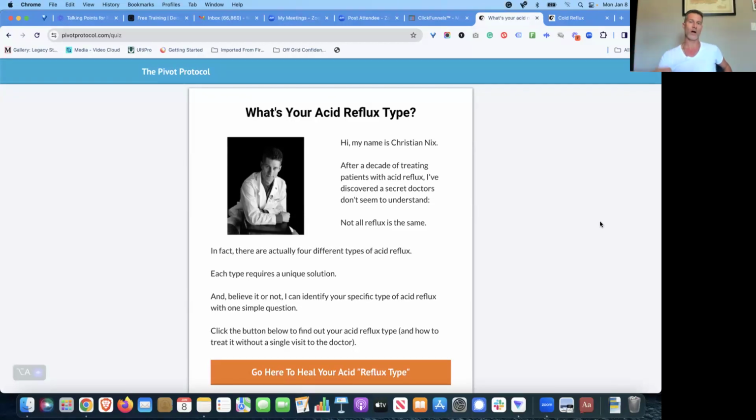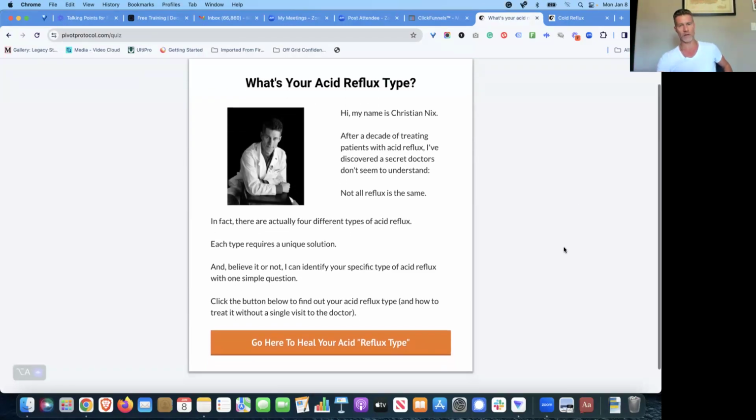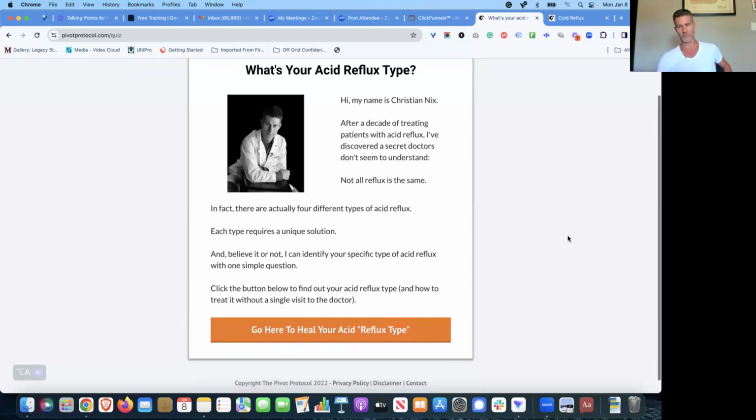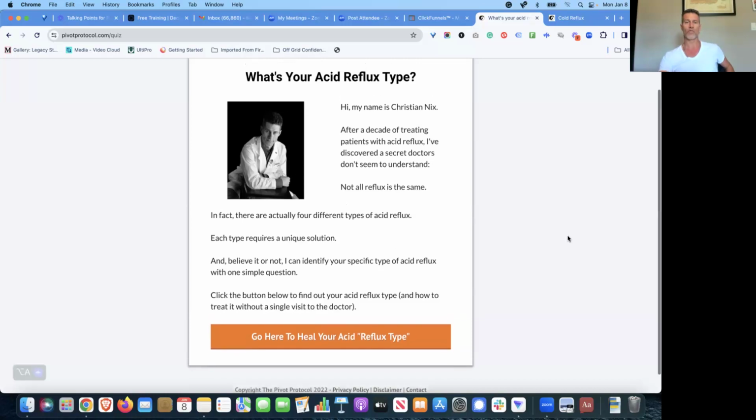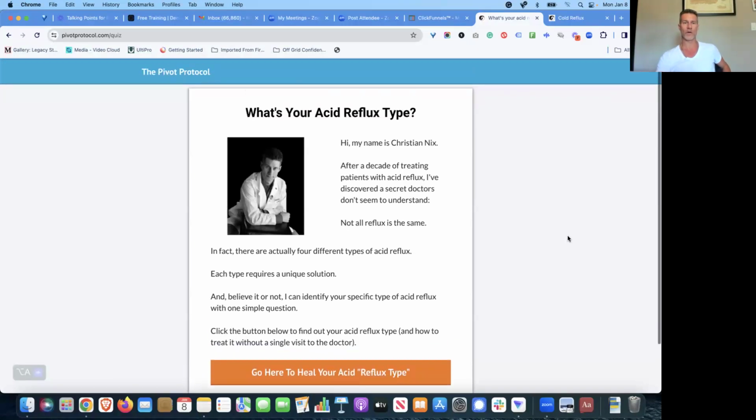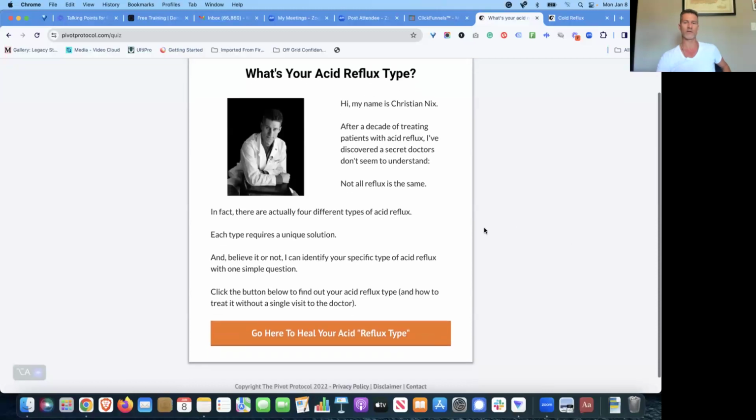So when I show up and say, hey, what's your reflux type? Well, the first thing these people think is, I didn't even know there were different types of reflux. And now that I'm seeing this and I can't get rid of my reflux, and I've tried pills and I'm frustrated to the ends of the earth, right away I'm compelled to ask, okay, what is my reflux type, and what's this guy talking about?